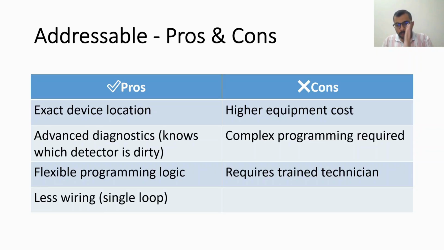When it comes to the cons, the addressable system is costly. It is too costly. It is higher cost when compared to the conventional system. The programming knowledge a technician will require should be high. It will be very complicated. And the technician or programmer has to be trained in order to program this system or to troubleshoot these systems. So these are the cons of the addressable fire alarm system.